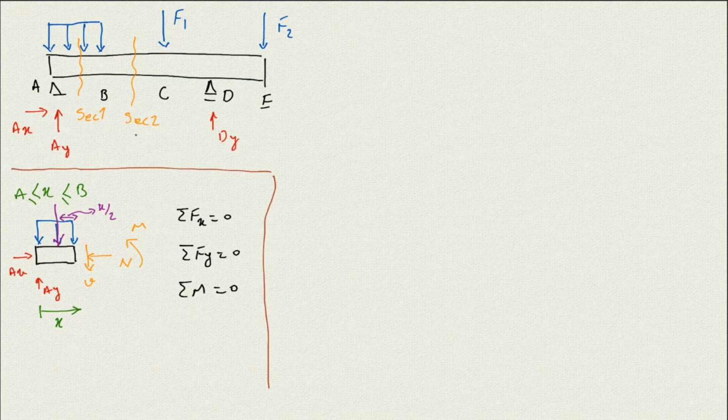So we have section 2, and that section 2 is going to be between B and C. So the X is going to be between B and C. The origin of X still starts here at A, but X goes from B to C. This is where we're going to look. So if I draw the free body diagram, that is what I'm going to have.